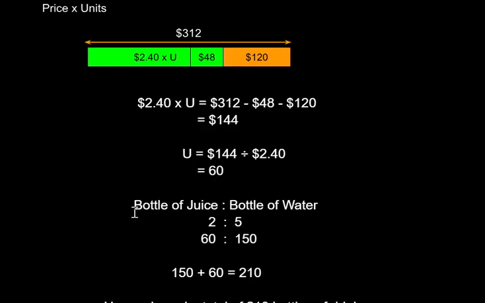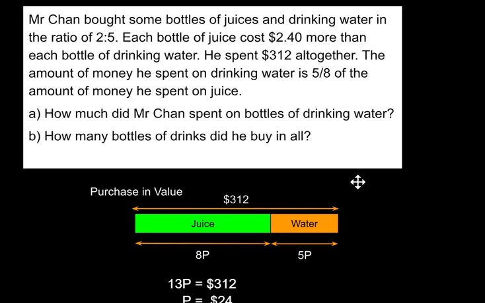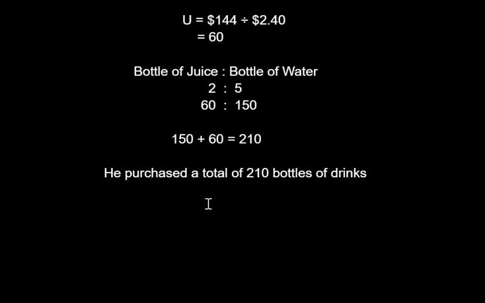We also know that the ratio of juice to water is 2:5. So if he bought 60 bottles of juice, 2 times 30 is 60, which means you also need to multiply 5 by 30. It gives you 150. So he must have bought 150 bottles of water. The question asks how many bottles did he buy in all? So remember, you need to add these two numbers. 150 plus 60 is equal to 210. So he purchased a total of 210 bottles of drinks.